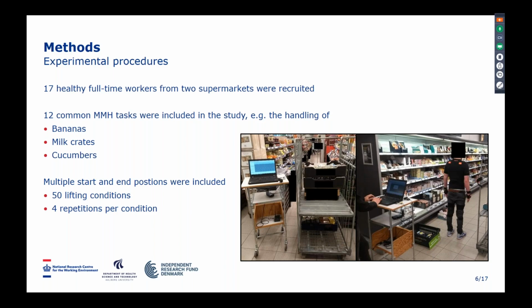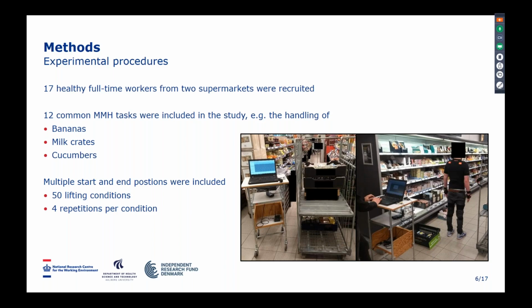And also, of course, trying to make it as realistic as possible under the circumstances. They're wearing motion capture equipment, they're wearing EMG, and it's a very stop and start kind of procedure. So we basically involved multiple start and end positions because there are many places you can store these groceries in the actual shop. There are different shelf heights and different starting positions they use.